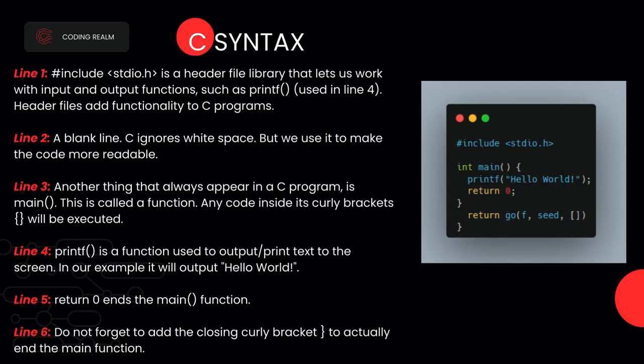Line 4. printf is a function used to output or print text to the screen. In our example, it will output "Hello World." Line 5. return 0 ends the main function. Line 6. Do not forget to add the closing curly bracket to actually end the main function.